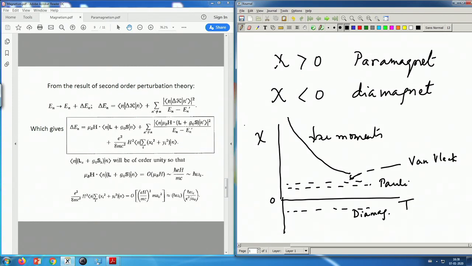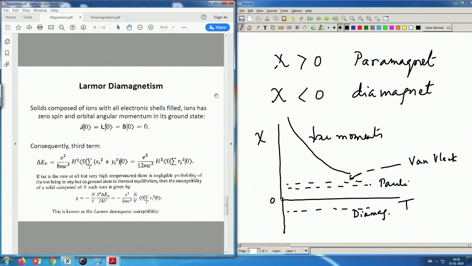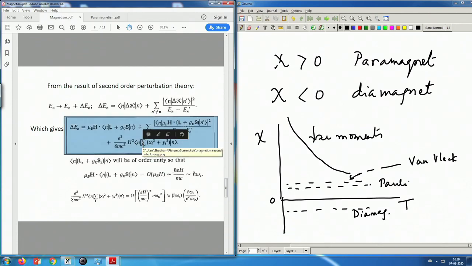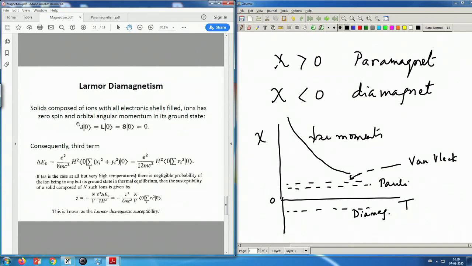When we go to long range ordered systems, one has to go beyond this. That is a very different approach, where you have to consider the moments on the atoms interacting with each other in different atoms. Okay, so let us go one more step. This contribution from the last term is typically called the Larmor diamagnetism, and the corresponding susceptibility is the Larmor diamagnetic susceptibility.